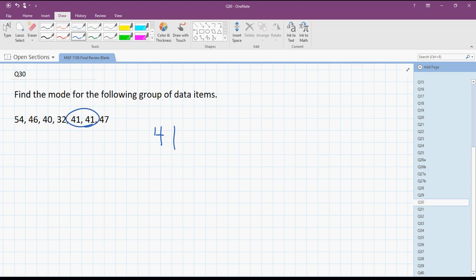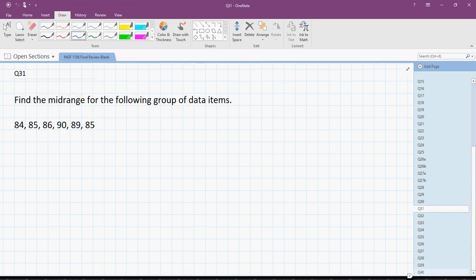Any questions on mode? Okay. Number 31. So 31, they want us to find the mid-range. Do you remember what the formula for mid-range was?